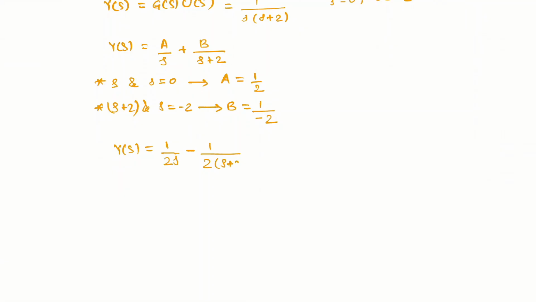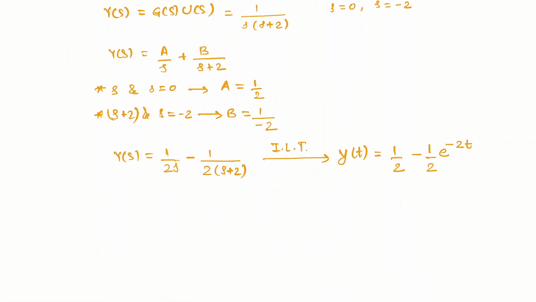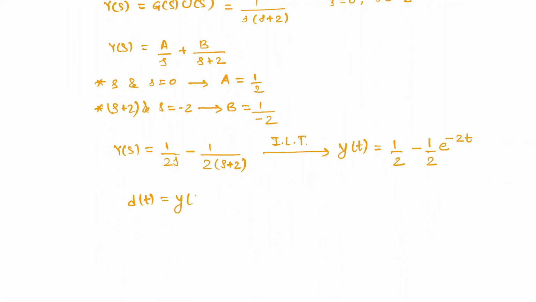Substituting the values of a and b, we get y of s as this. Now let us take the inverse Laplace transform to obtain an expression for the unit step response. This is 1 by 2 minus 1 by 2 e power minus 2t. So we have been asked what is the difference between output and the input, and so that is d of t equals y of t minus u of t. u of t was 1, so 1 half minus 1 over 2 e power minus 2t minus 1. So this will be minus half in bracket 1 plus e power minus 2t.